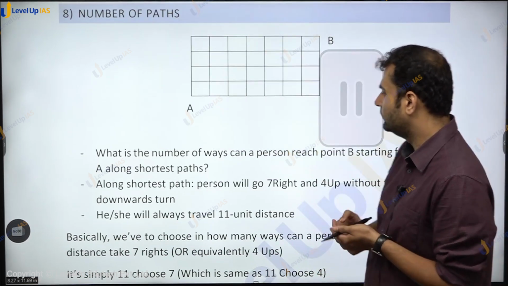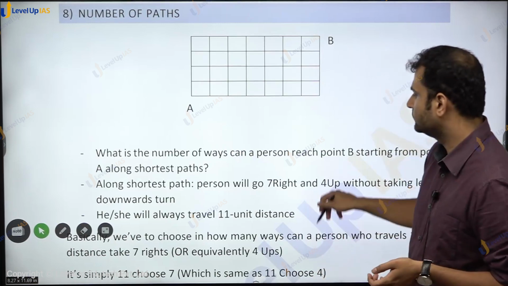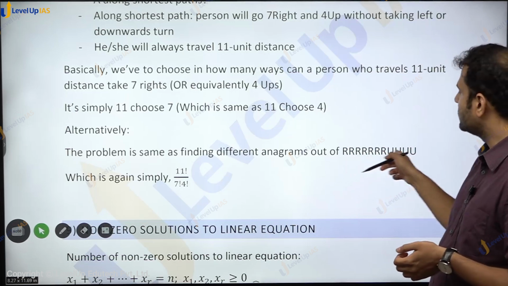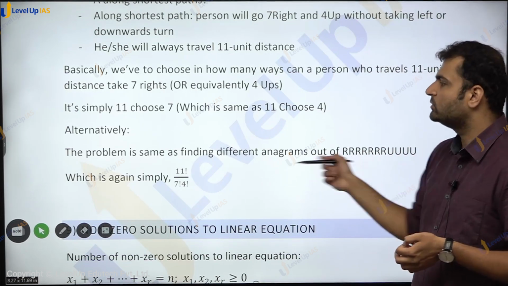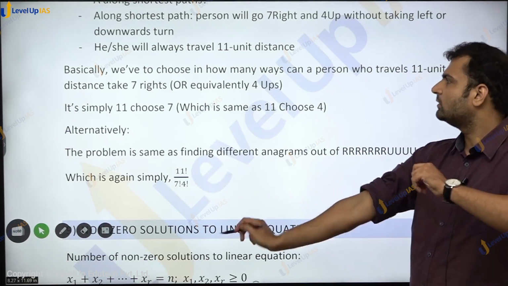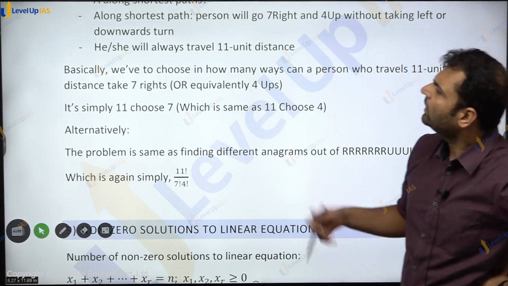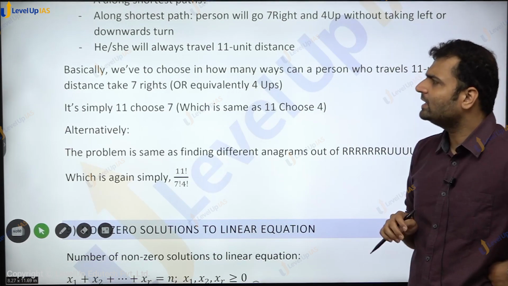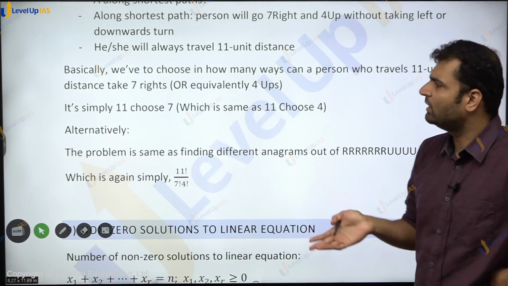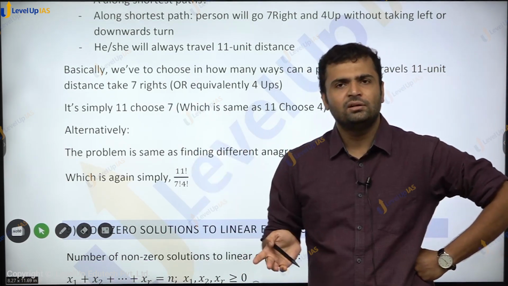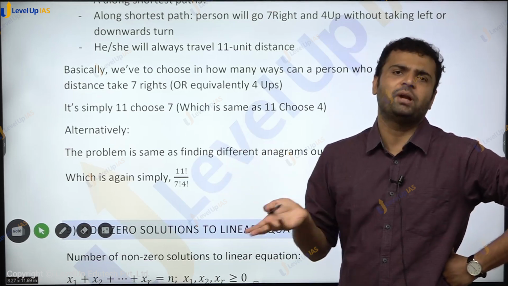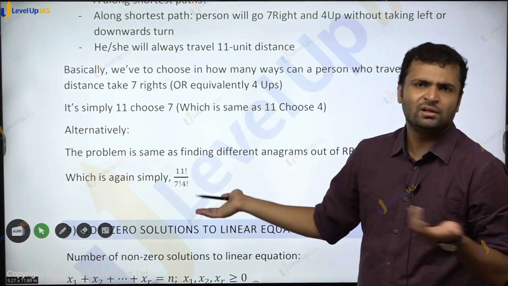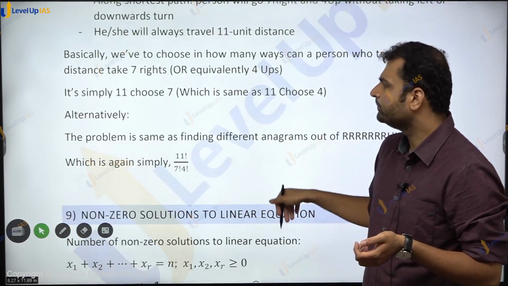This is how you solve. It is the same as finding the anagrams of 7 times R and 4 times U. It is 11 factorial divided by 7 factorial into 4 factorial. Or alternatively, we have to choose in how many ways a person who wants to travel 11 unit distance takes 7 rights. So we have to choose when to take a right: 11 choose 7, right? Out of 11 units, we choose when to take right, 7 times. So 11 choose 7, which is the same as this. So anyway, you can think about it.